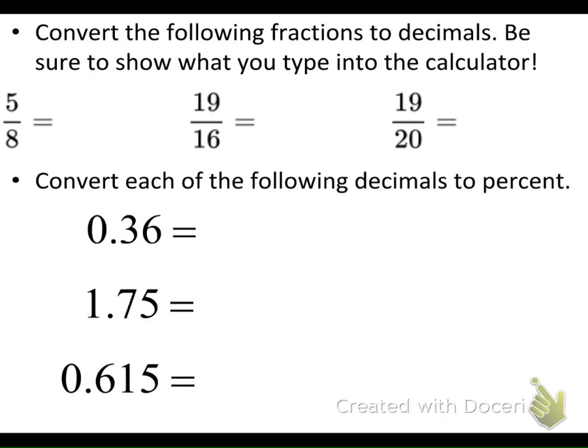All right. Now we're converting fractions to decimals. Be sure to show what you type into the calculator. This is what I just explained when you're converting decimals to fractions. This is when you check your work, basically. So all you have to do in your calculator is click 5 divided by 8. And you have to show your work. So go ahead and write 5 divided by 8.